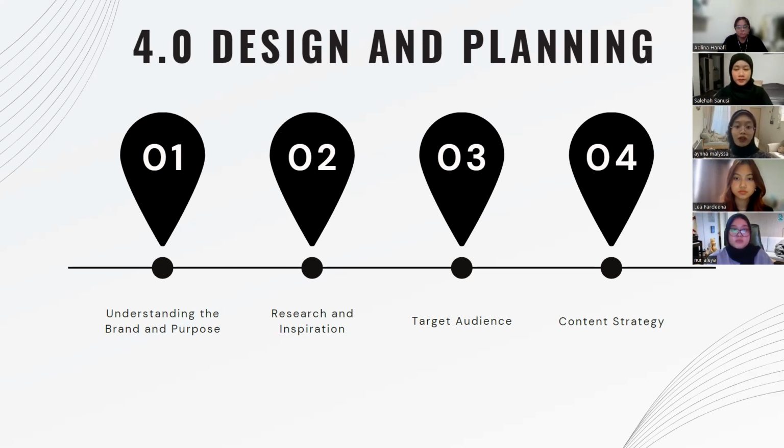The third one is target audience. We define the target audience for Eco-Harmony's website. We consider their demographics, interests, and behaviors to tailor the design to their preferences and needs. The fourth one is content strategy. We plan the content structure, including pages, navigation, and multimedia elements, to ensure that the content is aligned with Eco-Harmony's messaging and is easy to navigate.